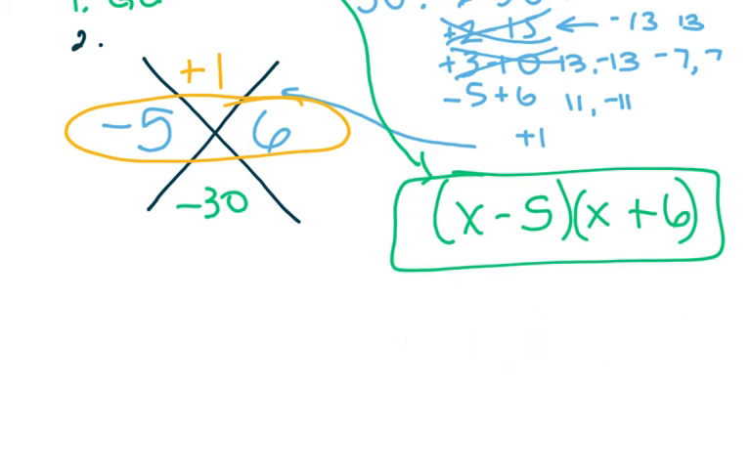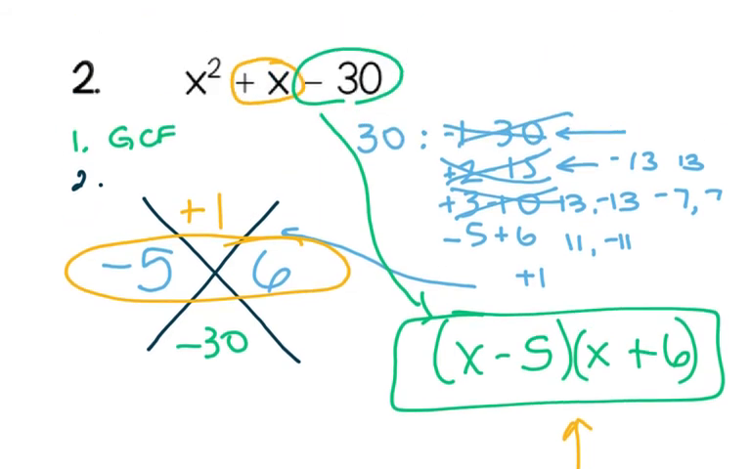So what we did before was we started with this and we ended up with our polynomial. But now we're going the other way around. So we're starting with a polynomial and we're ending up with our factors.